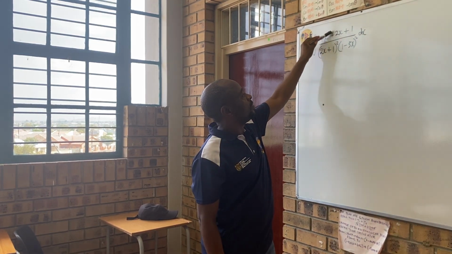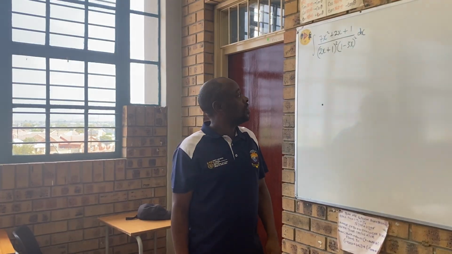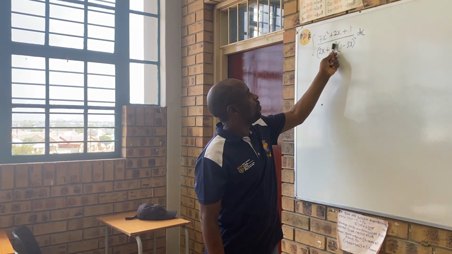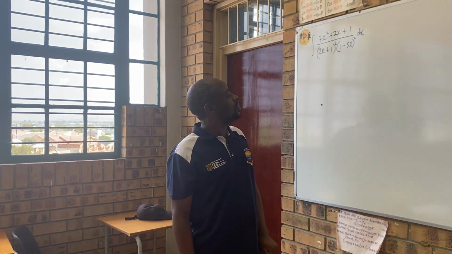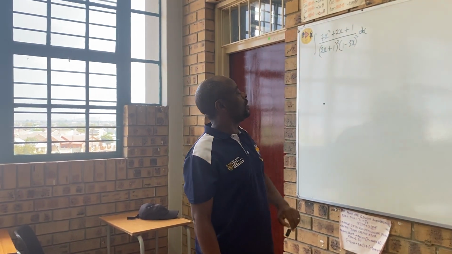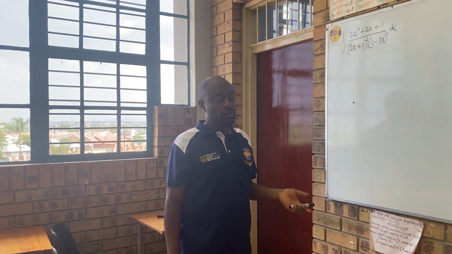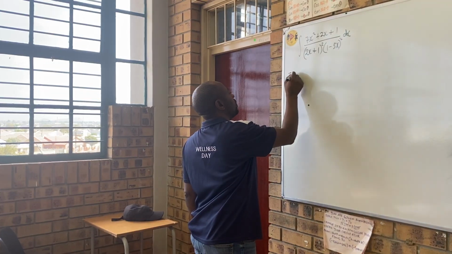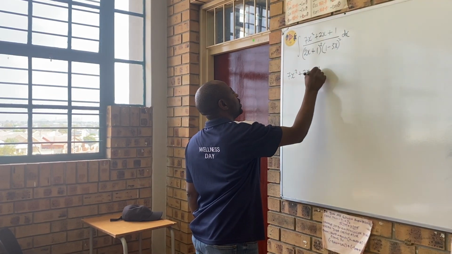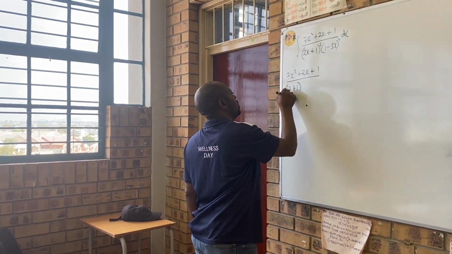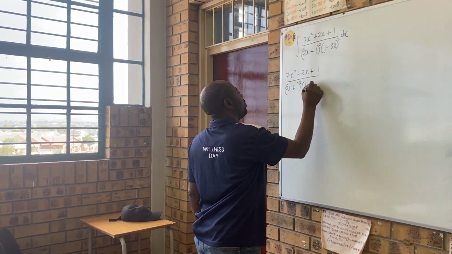The degree of the numerator is 2, but 2 is less than 4, because if I open the brackets in the denominator, my power will be 4. So once the power of the numerator is smaller than the denominator, we don't need long division. When you don't need long division, you go straight to calculating your partial fractions. So if I'm calculating my partial fractions, I copy my problem.